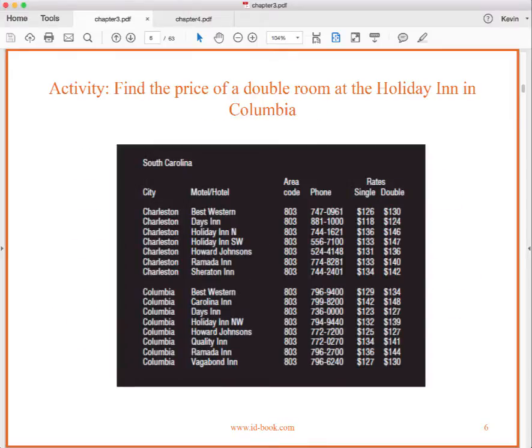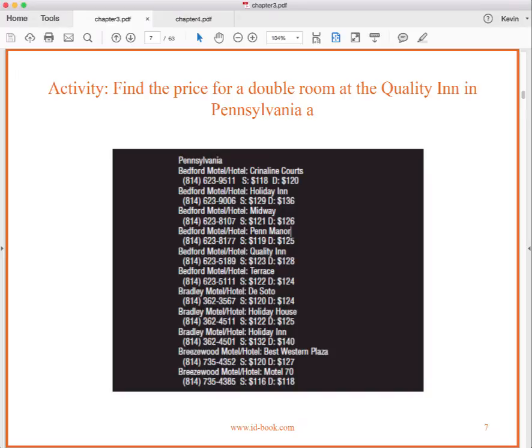Now, the next couple of screens demonstrate some of the things that we can do to call attention to information. This is really physical organization of information. This is information from which one could find out the price of a double room at a Holiday Inn in Colombia. And it's pretty easy to do from this screen. And the same information is on this second screen.